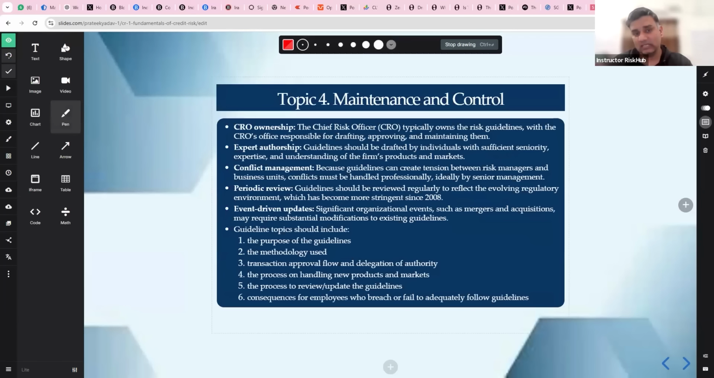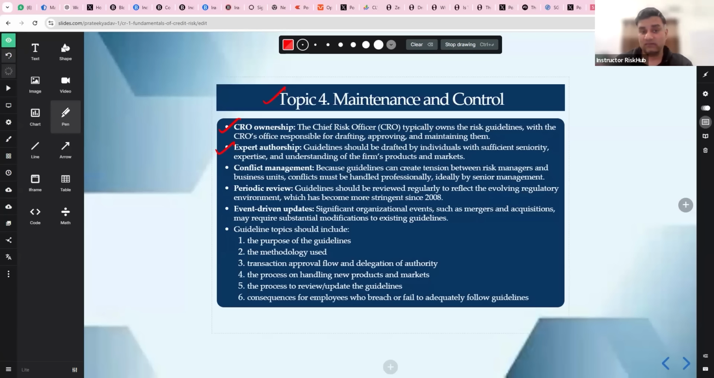Now, when we talk about maintenance and control, what do we mean? So now we are trying to operationalize the governance, the CRO ownership. CRO owns your risk guidelines. This ensures independence from business, risk alignment. CRO is the second line of defense. Then we look at your expert authorship. Policies should not be written by junior staff. Why? Because they must understand the products deeply. They must foresee the risk consequences. This links to your structured credit risk, derivative exposure, complex off-balance sheet risk.